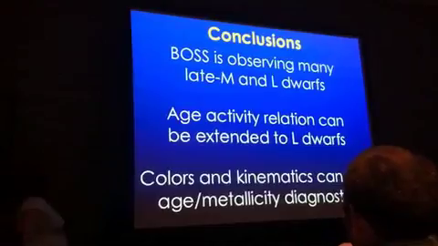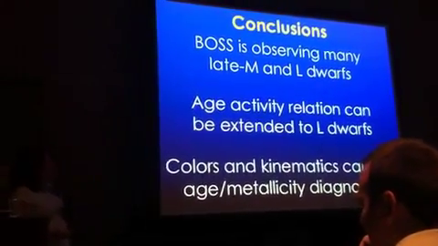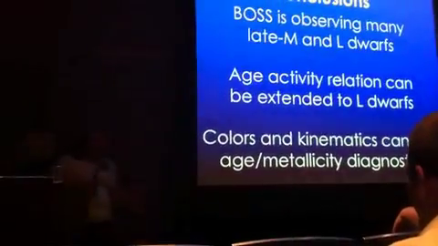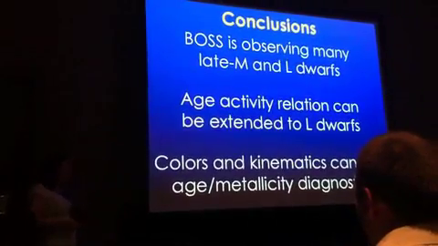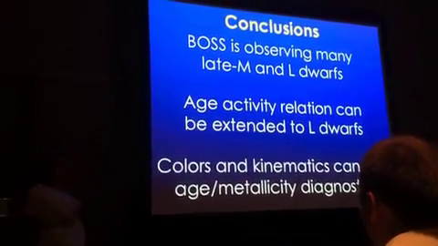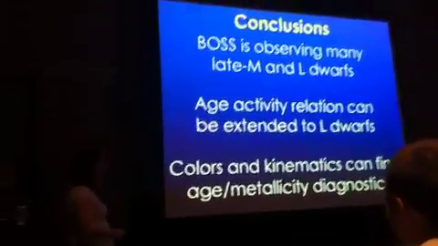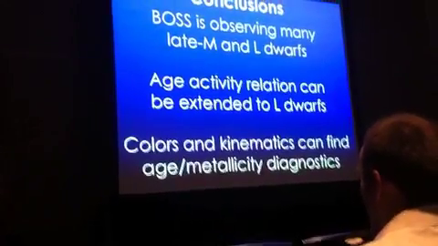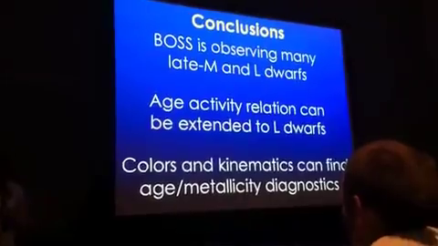All right, so I'm going to move on to the conclusions. One thing that I definitely want to take away is that BOSS is observing many late M and L dwarfs. We've already got a large sample and we're going to get more. The age-activity relation can be extended to L dwarfs, at least somewhat, and hopefully with more data we'll be able to look at that in more detail. And that colors and kinematics are an excellent tool for finding age and metallicity diagnostics, and I think will be even more useful in the future. And that's it.